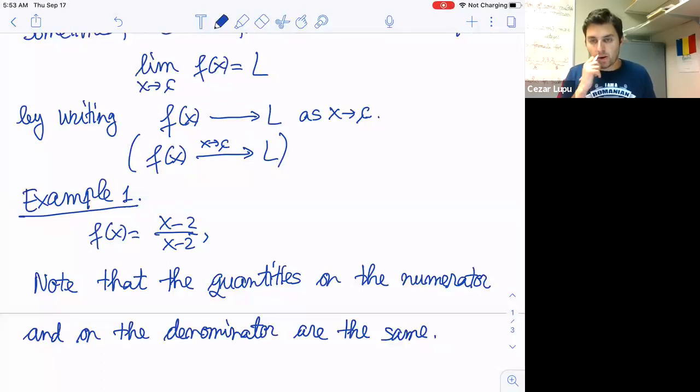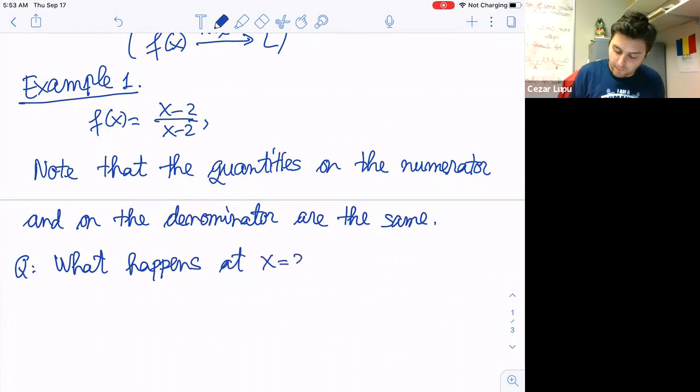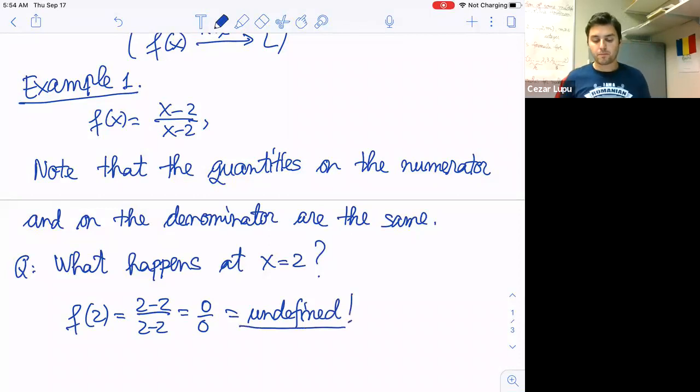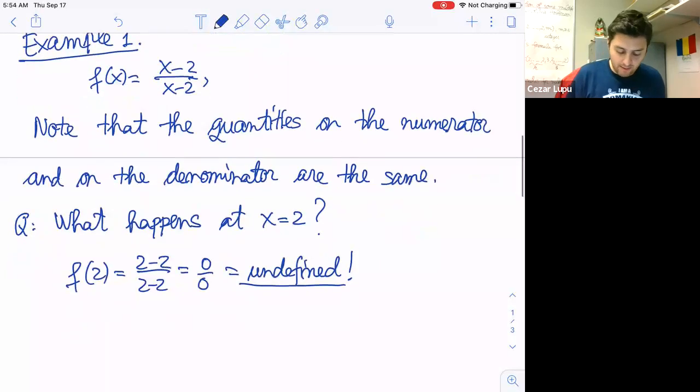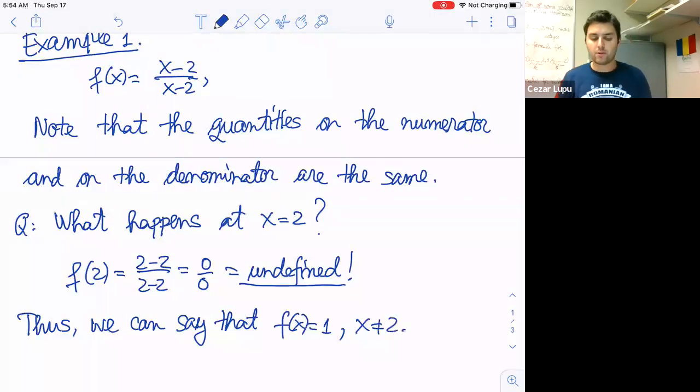Why not? But the question I want to address is the following. What happens at x equals 2? That is the big question. So at x equals 2, we might run into problems. If you look at f of 2, this will be nothing else than 2 minus 2 over 2 minus 2, which will give us 0 over 0. But this is undefined. Therefore we can say that f of x is nothing else than just 1, as x is different than 2. We can just simplify the expression, and that's it.